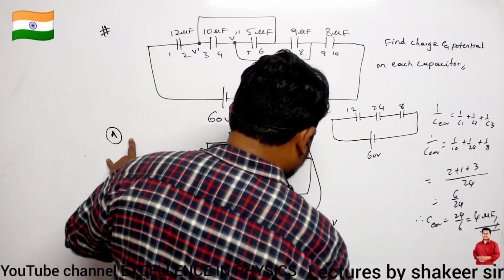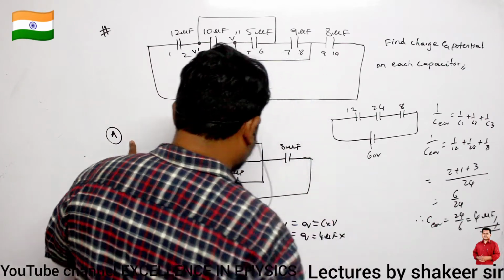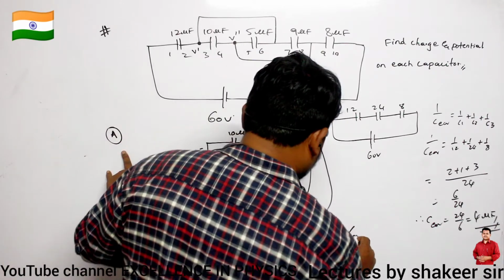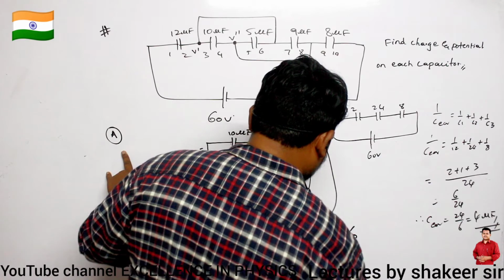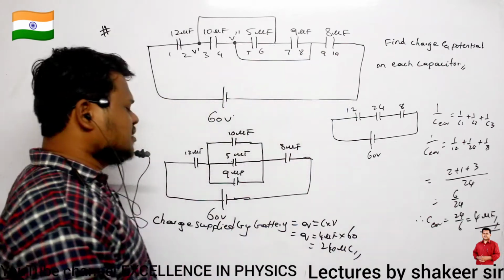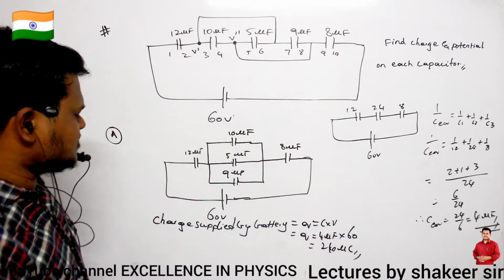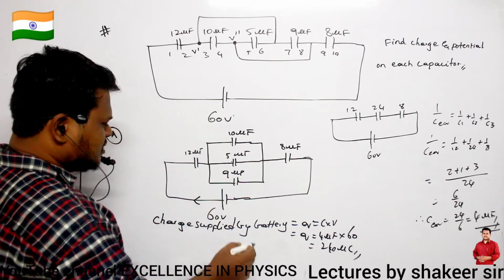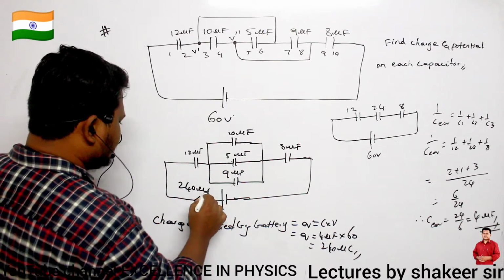Total equivalent capacitance is 4 microfarads. Potential difference is how much? 60. So 4 sixes are 24. So 240 microcoulombs of charge is being supplied by the battery. Are you able to understand? So this battery is supplying how much charge? It is supplying a charge of 240 microcoulombs.